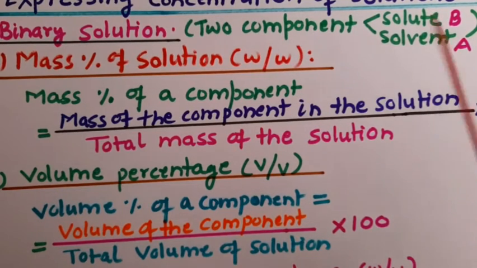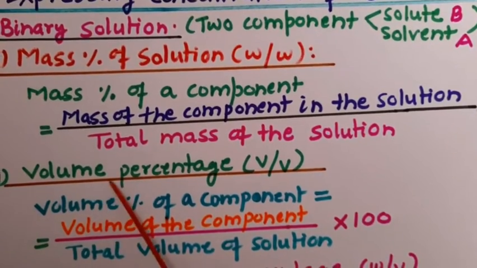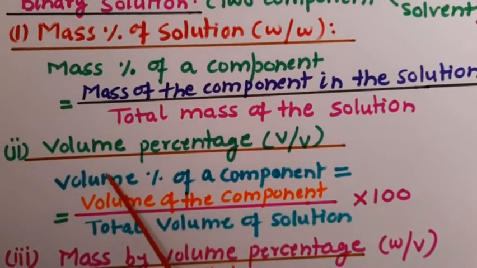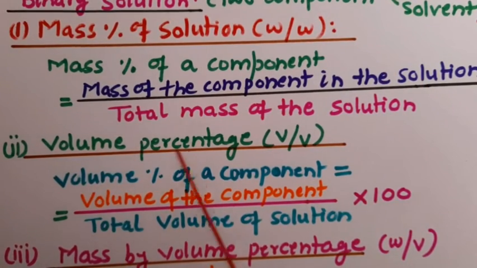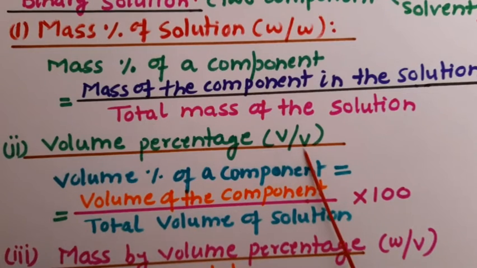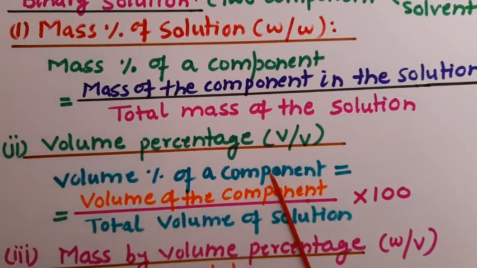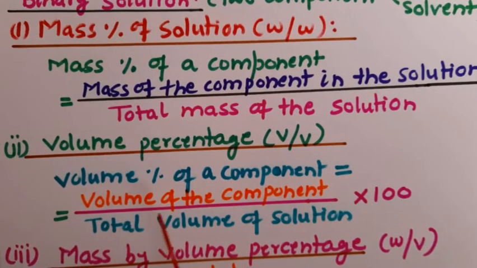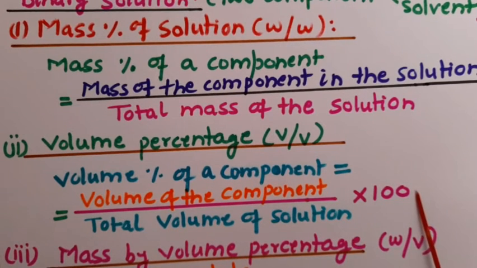Now, the next way for expressing the concentration of the solution, that means the composition of a solution, is volume percentage. It means volume by volume percentage. So the volume percentage of a component can also be calculated as volume of the component divided by total volume of the solution multiplied by 100.